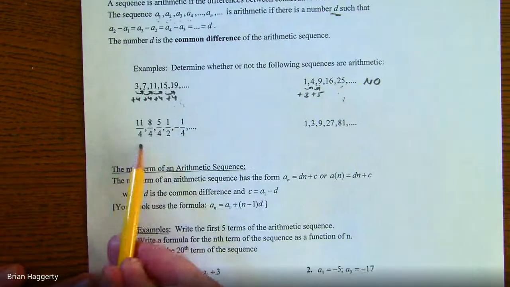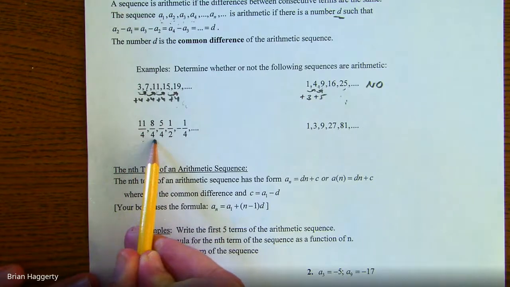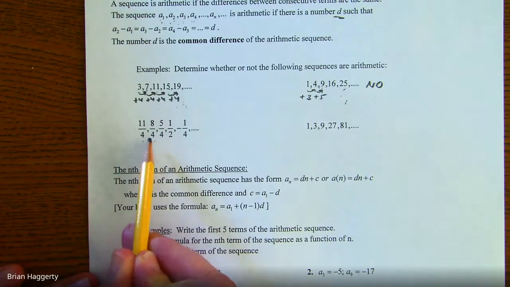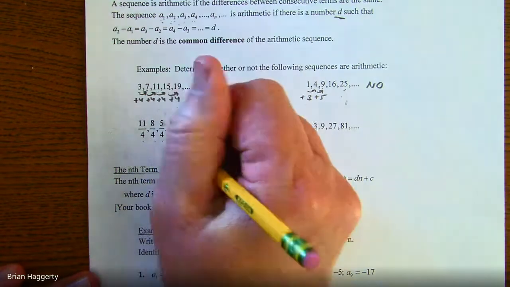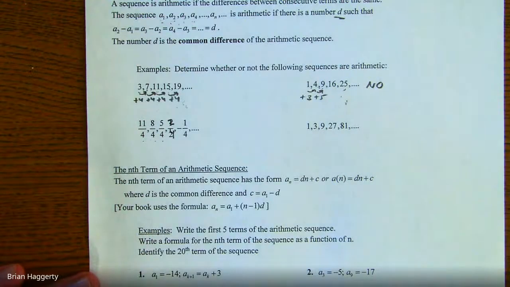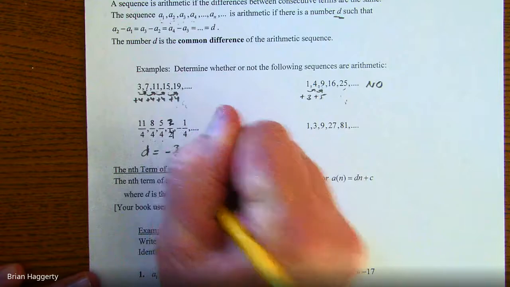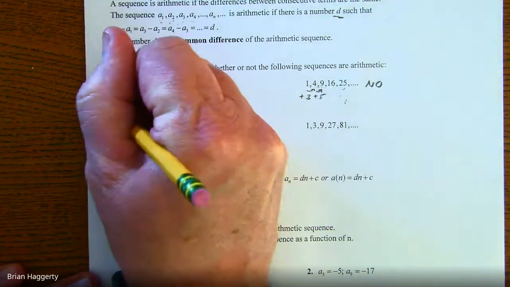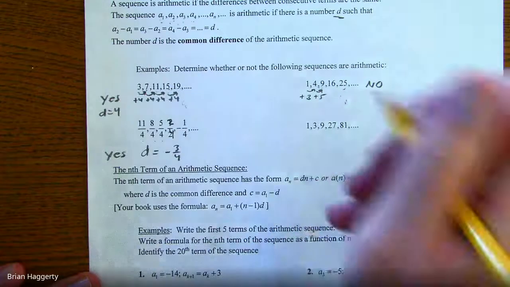All right, this one here, to get from 11 over 4 to 8 over 4, that would be minus 3/4. 8 over 4 to 5 over 4, that's minus 3/4. 1/2 is the same as 2/4. So that's minus 3/4, minus 1/4, minus 3/4 again. So yes, that is arithmetic, and our common difference is negative 3/4. So yes, yes, 4, no.